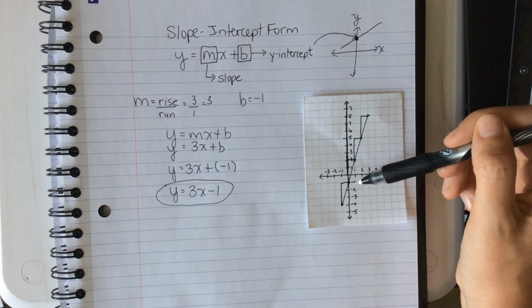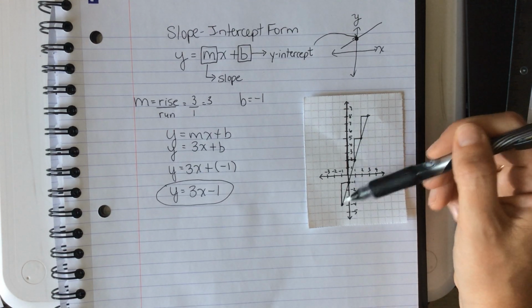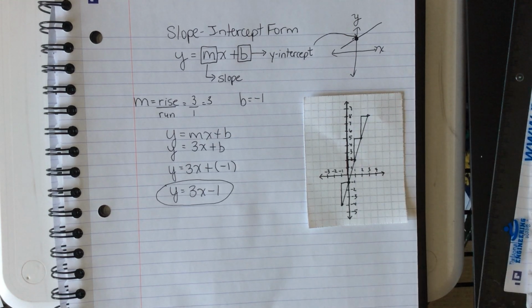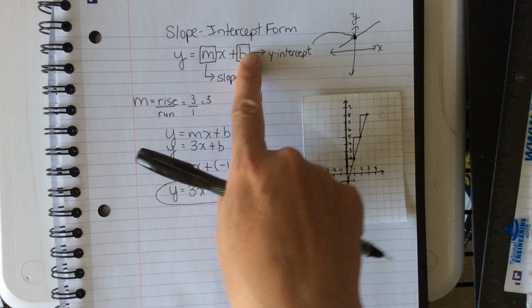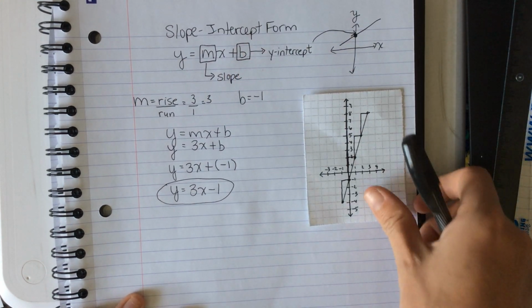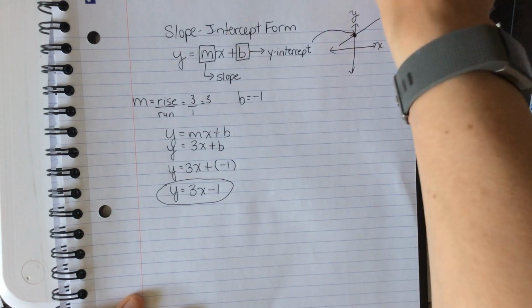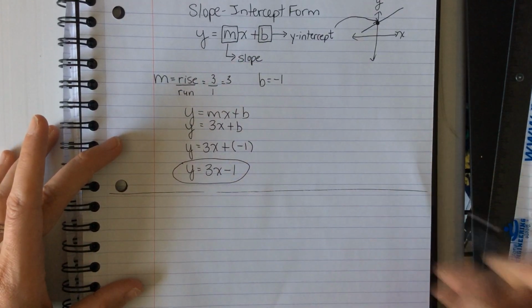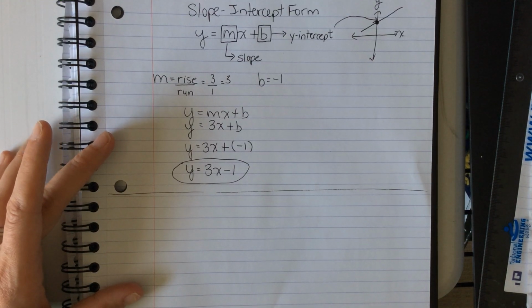and by finding your y-intercept by seeing where it crosses that y-axis that goes up and down. And then just plug in those values and you have your equation. But what do you do if you don't have a graph and instead maybe you just have a table of values? So let's take a look at that.